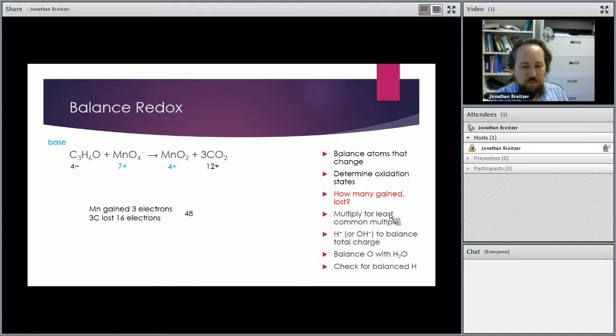Now that we know the least common multiple, we can take out the charges because we don't need them anymore. The number of electrons for manganese is 3. To bring it up to 48, we have to multiply by 16. So multiply manganese by 16. And then the 3 carbons, those are 16 electrons. We multiply by 3 to get 48. So first the manganese, we multiply the manganese by 16. And then the carbons, we multiply by 3.